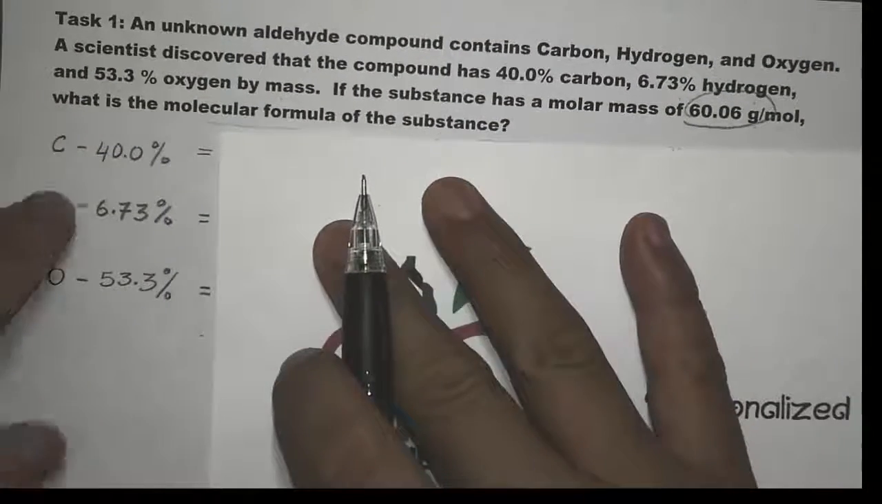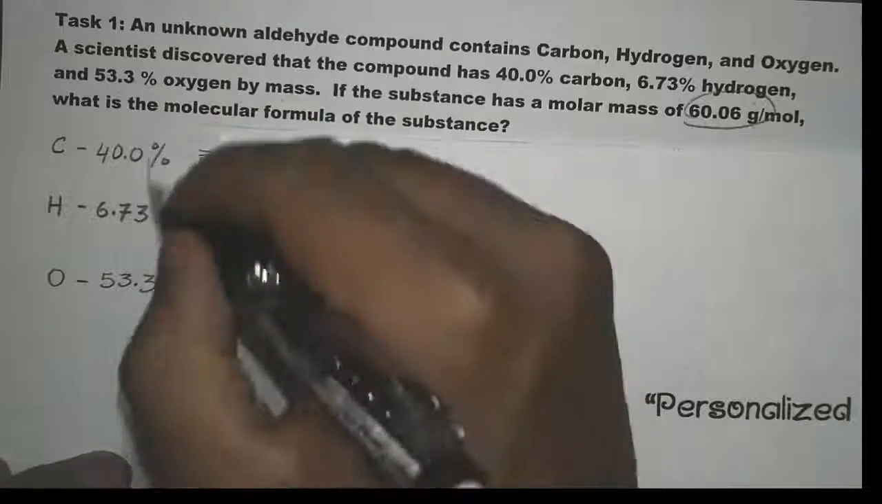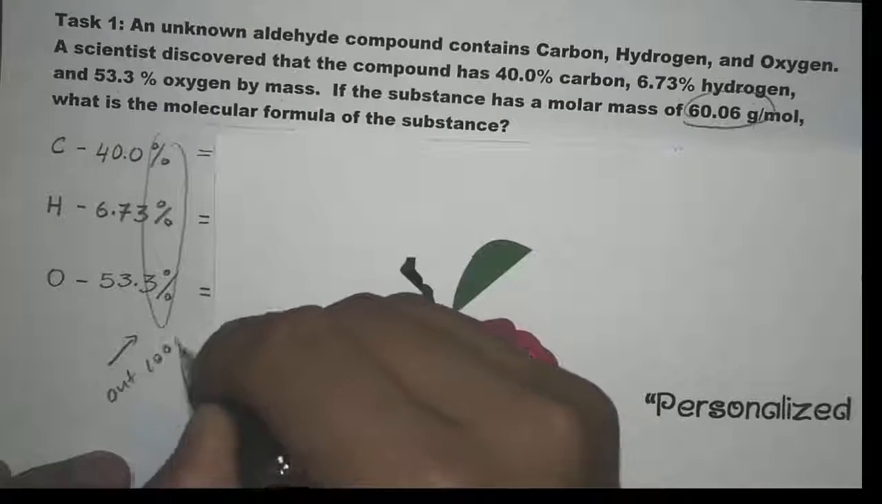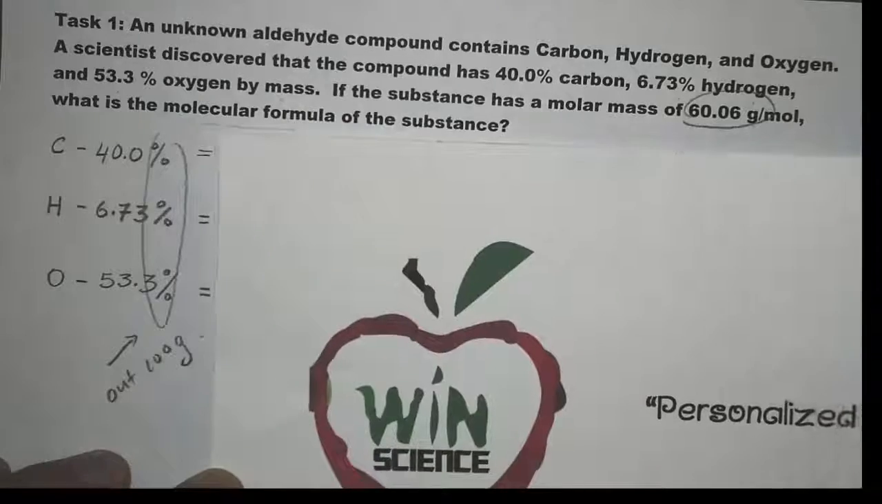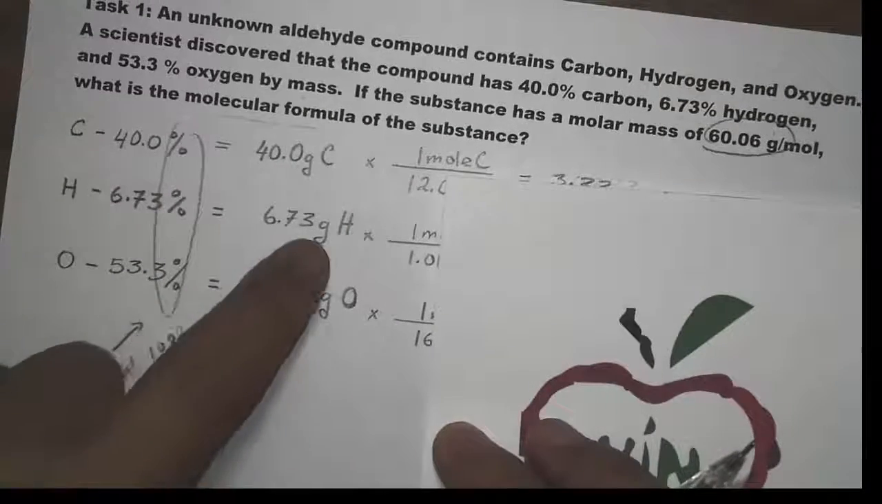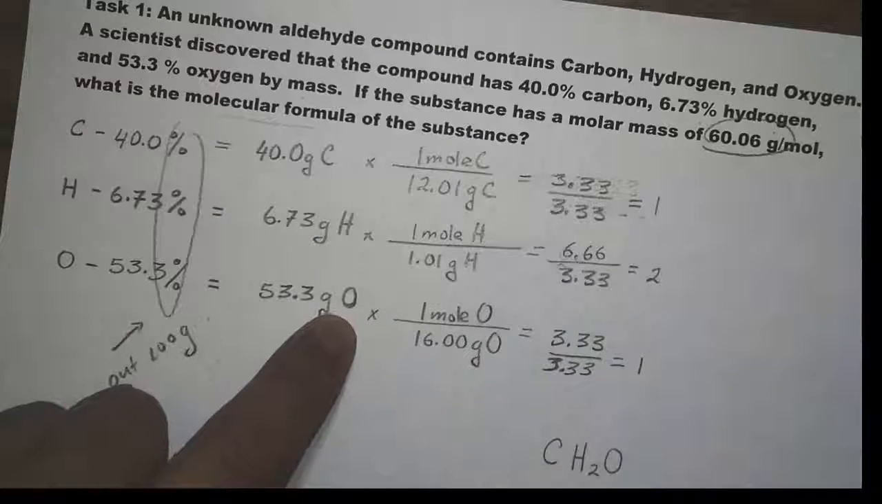First of all, we have the percentage by mass, and if we assume that this is out of 100 gram, we can take that percentage and convert it to mass. And of course, we have 40 grams of carbon, 6.73 grams of hydrogen, and 53.3 grams of oxygen.